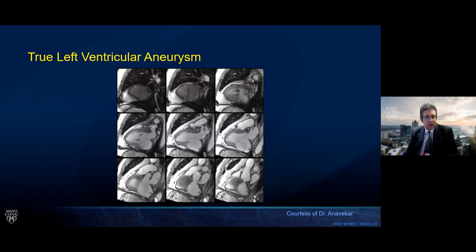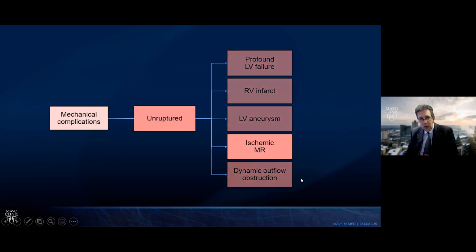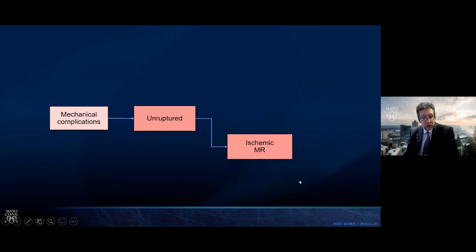While these don't rupture, they can be associated with significant arrhythmias. You can get thrombus formation in these. There can be other complications, but they do not rupture. Let's talk about ischemic mitral regurgitation.